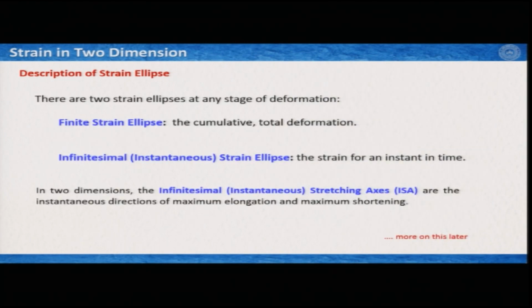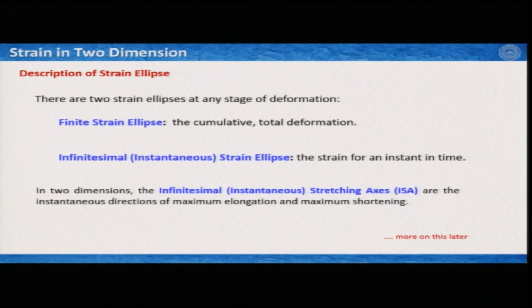Here I try to give you some description of the strain ellipse with 3 terminologies. We will learn about them later, but I think it is important at least to introduce you to the terms. So there are 2 types of strain ellipses at any stage of deformation. One is the finite strain ellipse, that means the cumulative or total deformation. It sums all deformation, and the end ellipse that you get is the finite strain ellipse. And then there is the infinitesimal or instantaneous strain ellipse, that is, the strain ellipse for any instant of time.